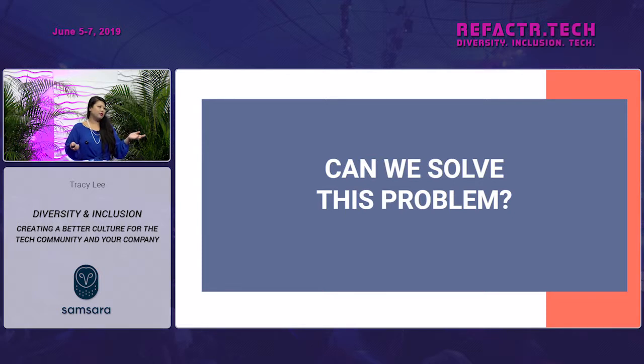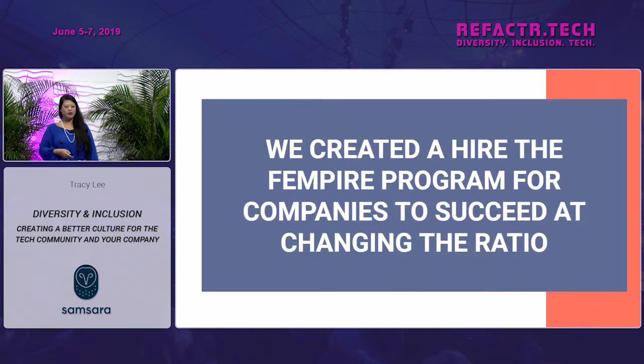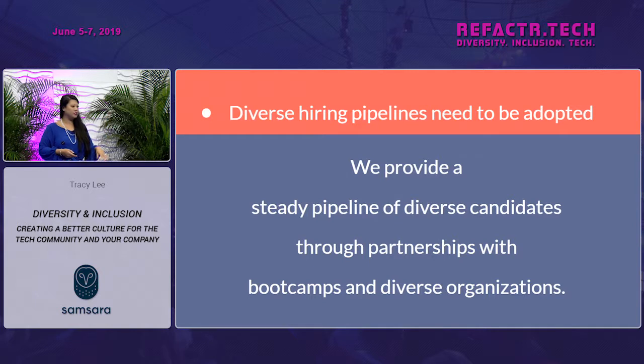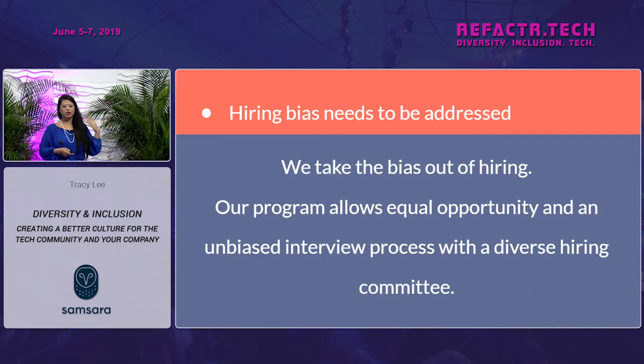So I thought about this. I mean, we have a consultancy. I love helping companies, but I also need a higher purpose. So we decided to start this apprentice program, and we thought, let's solve this problem. Like, we can solve this problem together, right? So we created this Hire the Fempire program to try to help companies succeed in changing the ratio. And we do super simple things. We provide a steady pipeline of diverse candidates through all these amazing partnerships with boot camps and diverse organizations.